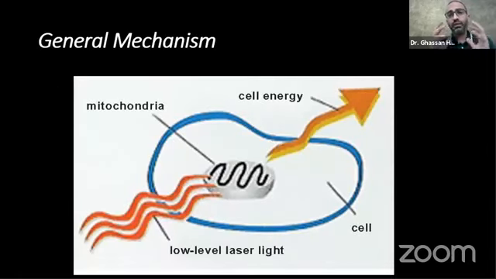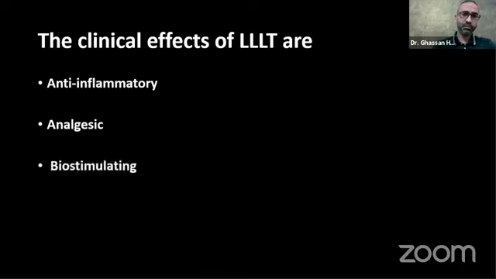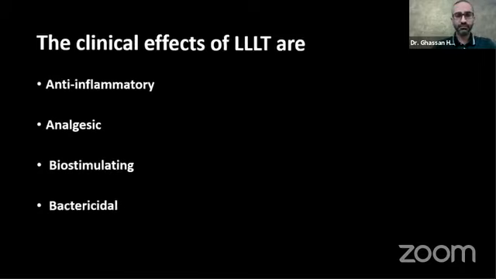The general mechanism of low-level laser therapy or photobiostimulation is that absorption of the laser happens inside the mitochondria. The mitochondria is the organelle responsible for giving energy to the body, and the general mechanism is that it increases ATP, giving the body energy for healing. The clinical effects of low-level laser therapy are anti-inflammatory, analgesic, biostimulating, and bactericidal.